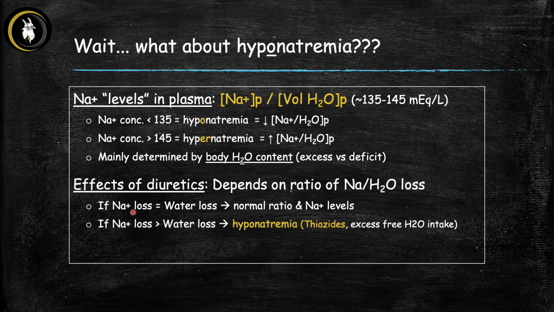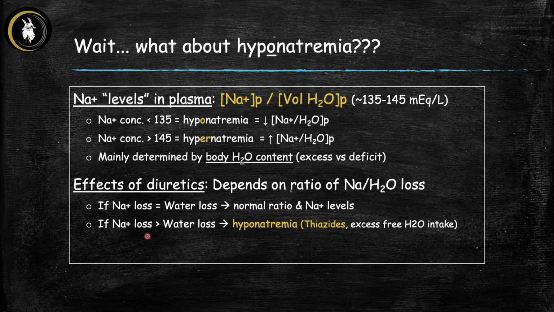So for example, if our sodium loss is equal to the water loss, so if the diuretic causes the patient to lose just as much sodium as water, then the ratio is going to remain normal and the sodium levels are going to remain normal. So we're not going to have hyponatremia. And this is the case most of the time when patients are taking most diuretics.